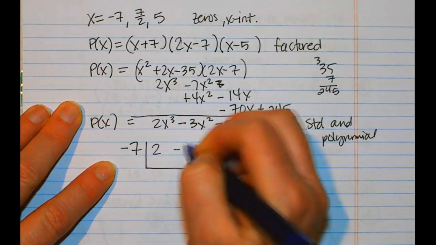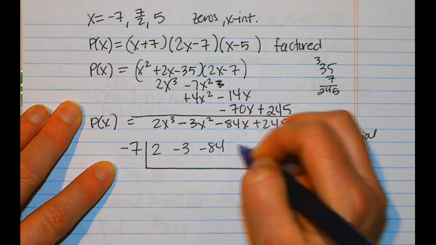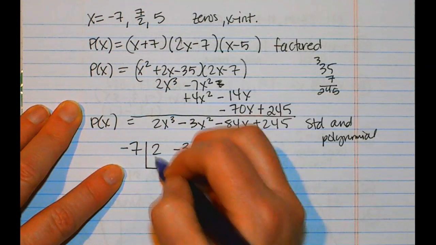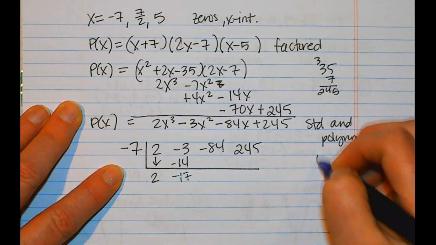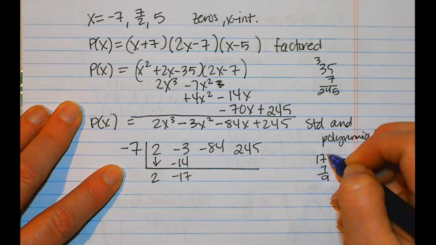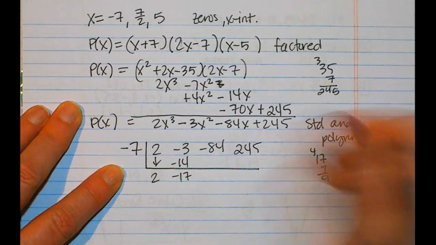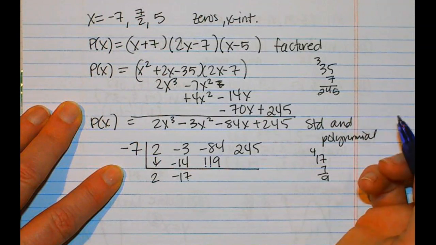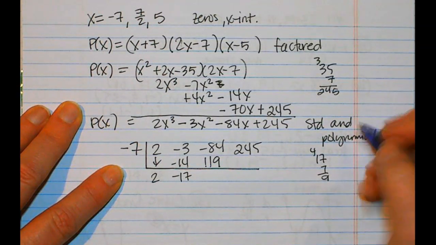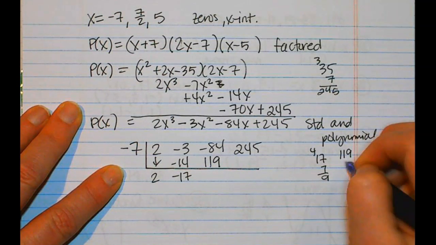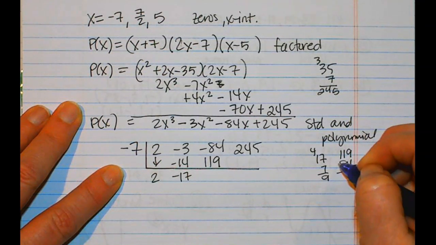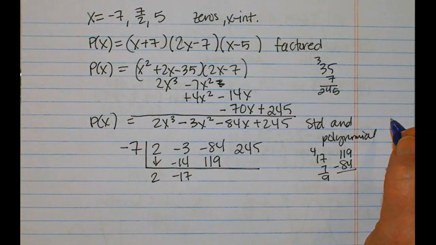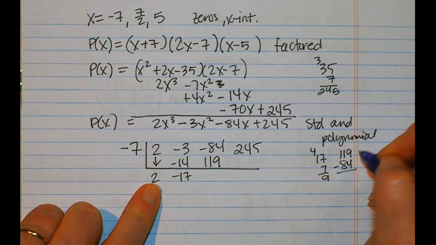Into 2, -3, -84, 245. So that'll be 2, -14, -17. 17 times 7, 119? Okay, I'm really bad at multiplication, addition, subtraction. I can do lots of good stuff, and I teach math. I know, but in my head it's full. So I rely on you to do the computations.